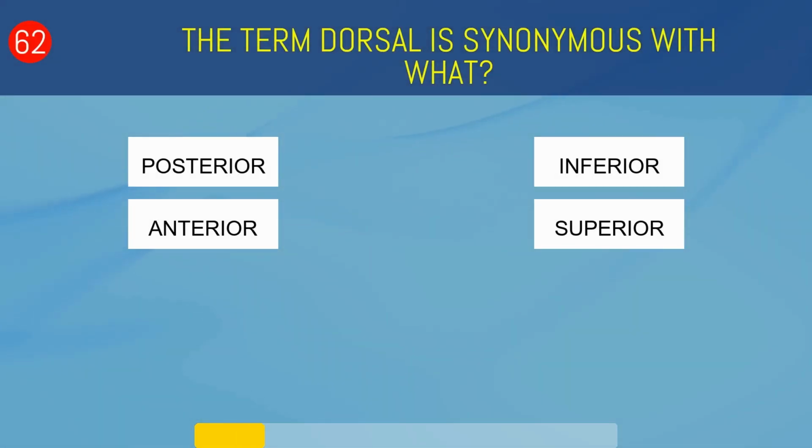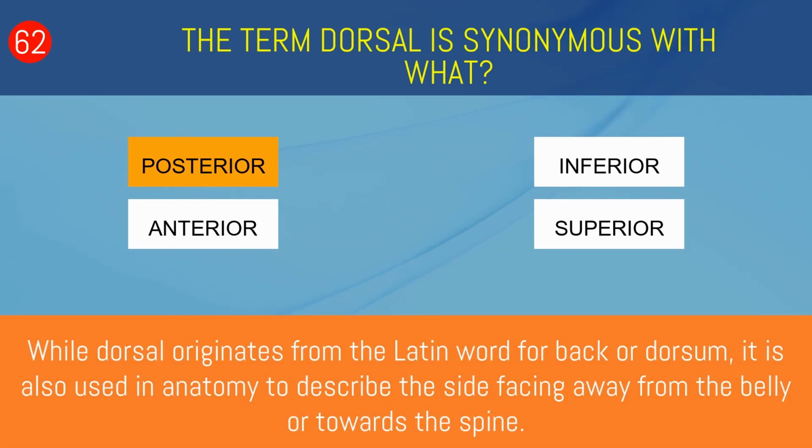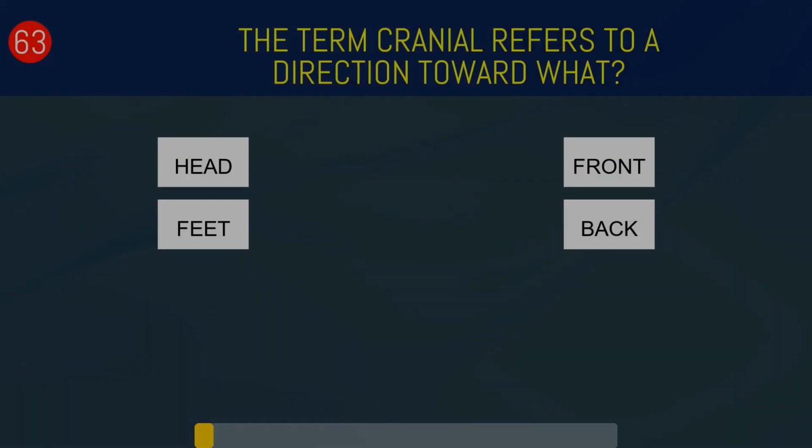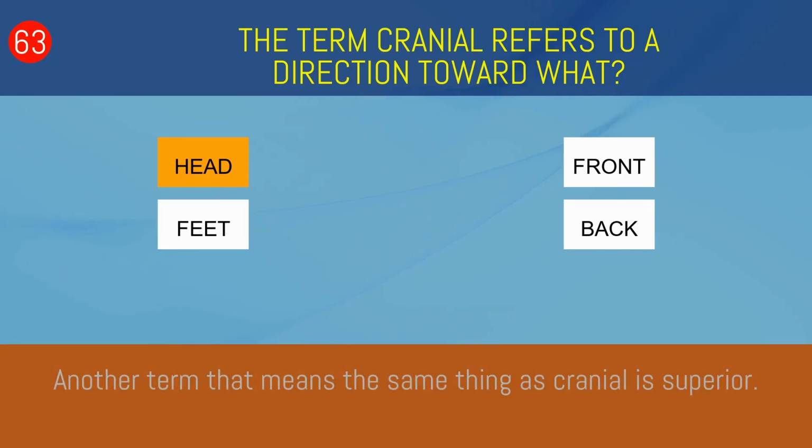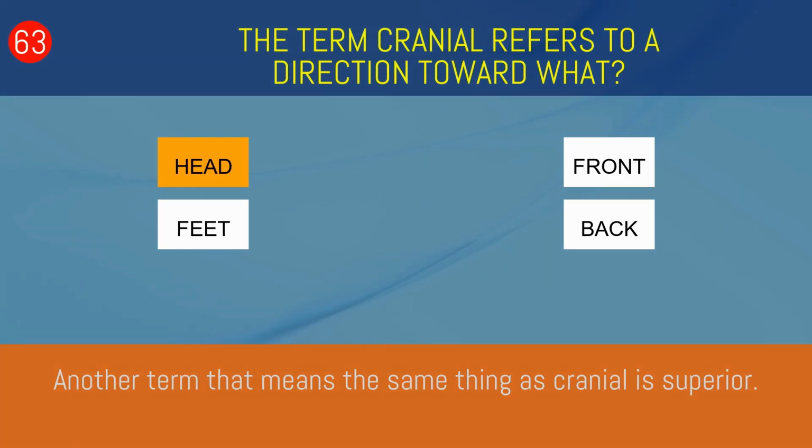The term dorsal is synonymous with what? Posterior, anterior, inferior, or superior? Posterior. While dorsal originates from the Latin word for back or dorsum, it is also used in anatomy to describe the side facing away from the belly or towards the spine. The term cranial refers to a direction toward what? Head, feet, front, or back. Head. Another term that means the same thing as cranial is superior.